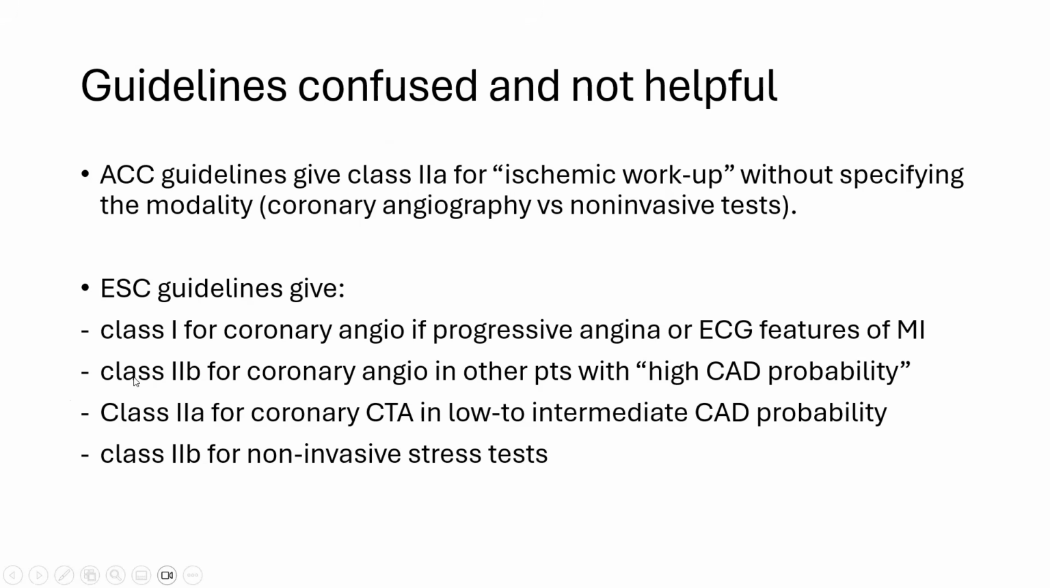And class 2B, only class 2B for coronary angiography in patients with high CAD probability clinically, such as many risk factors, older age, but they only give that a class 2B. They give class 2A for coronary CTA in low to intermediate CAD probability and class 2B for non-invasive stress test. So again, they are kind of confusing, but what stands out is class 1 for coronary angio in the case of progressive angina, or of course EKG features of MI, and consider CTA as an alternative in low to intermediate probability, and probably, like I explained, in higher probability if you know how to interpret it.